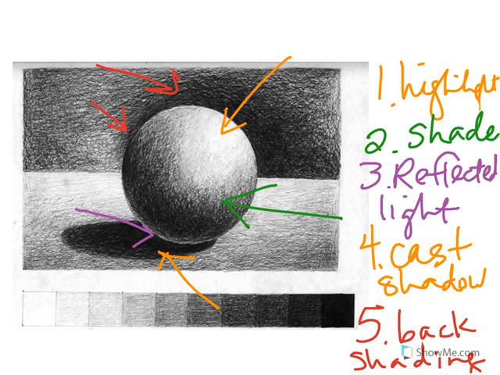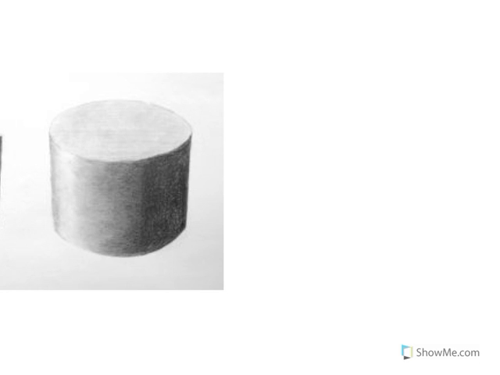You never want to have the same value touching on the edge of any object. So if that means that you have to take artistic liberty and darken something up a little bit more or lighten it up just a little bit more to make it more believable within your drawing, then that's what I want you to do. The next object that we're going to do in the final one is a cylinder.